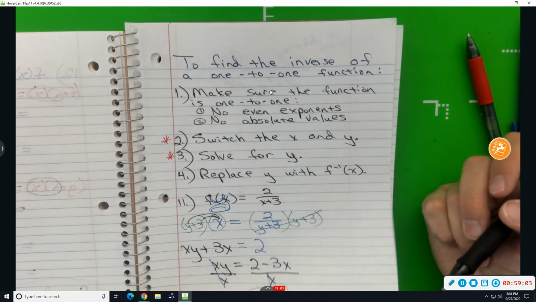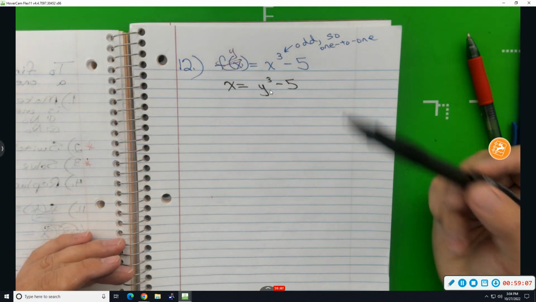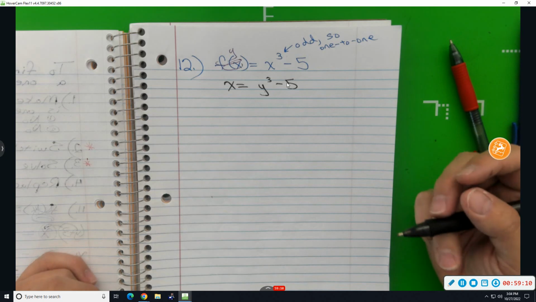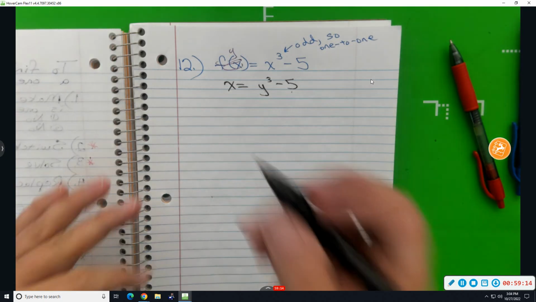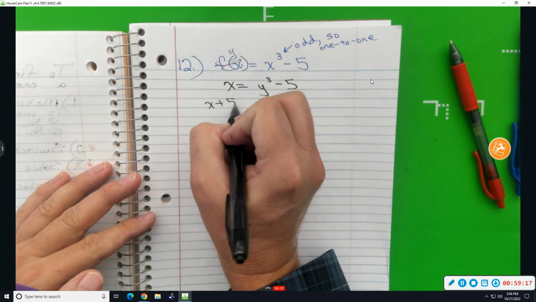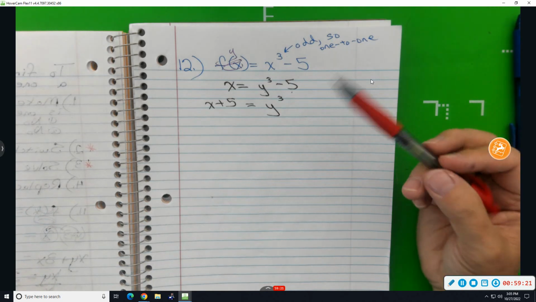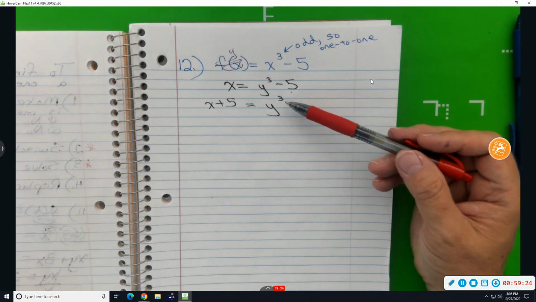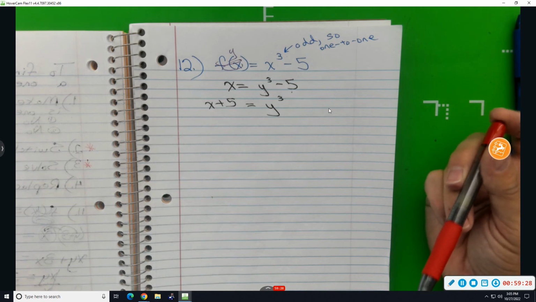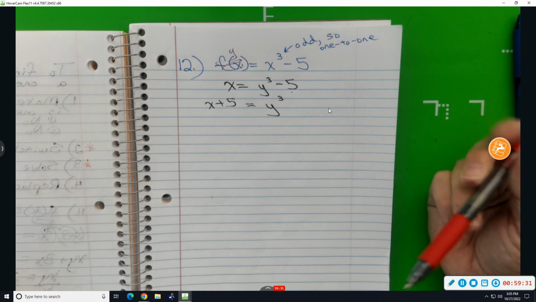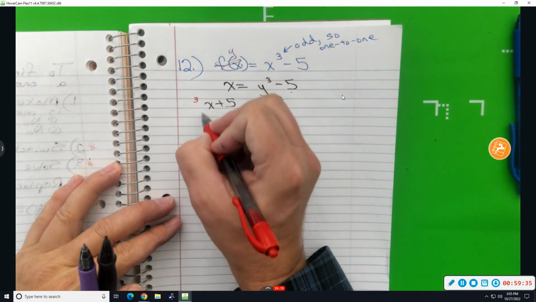Now we're going to solve for y. We need to get y by itself. What do you think we should do? I'm going to get that y cubed by itself first by adding 5. I agree. So that's an x plus 5 is equal to y cubed. Now, what are we going to do to get rid of that cube? What undoes a cube? A cube root, I agree. We're going to take the cube root of both sides.